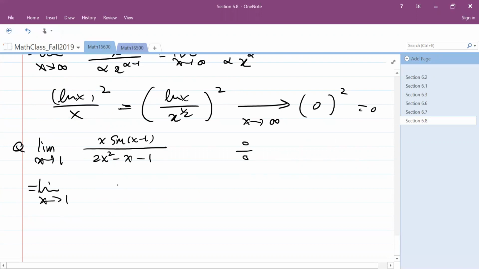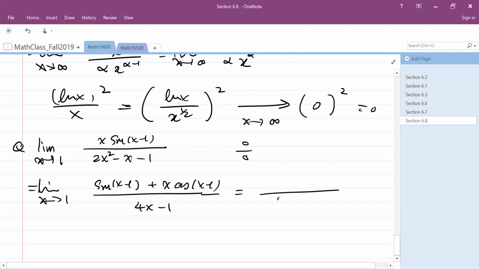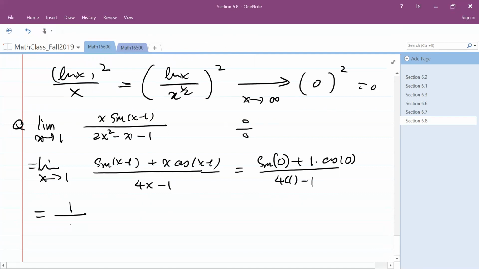Then you get the derivative of the numerator, which is a product: sine x minus 1 plus x cosine x minus 1. The denominator will be 4x minus 1. Then when you plug 1 in for x, you get a non-zero denominator, so you cannot apply L'Hopital's rule again, just plug into the formula directly. 4 times 1 minus 1, and sine 0 here, plus 1 times cosine 0. Right? And then you will get 1 over 3. So it's 1/3.